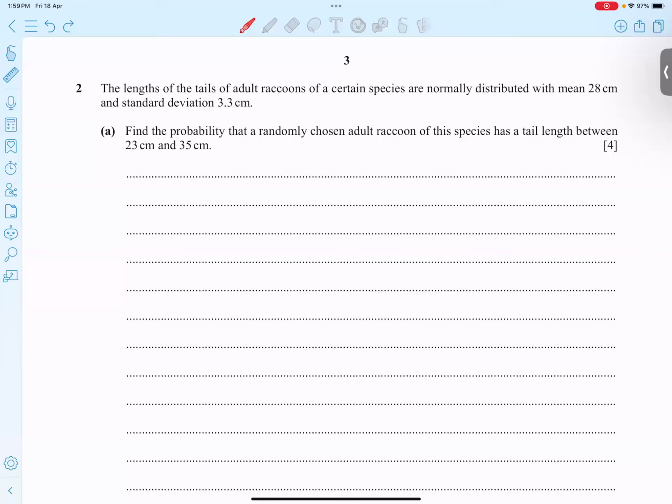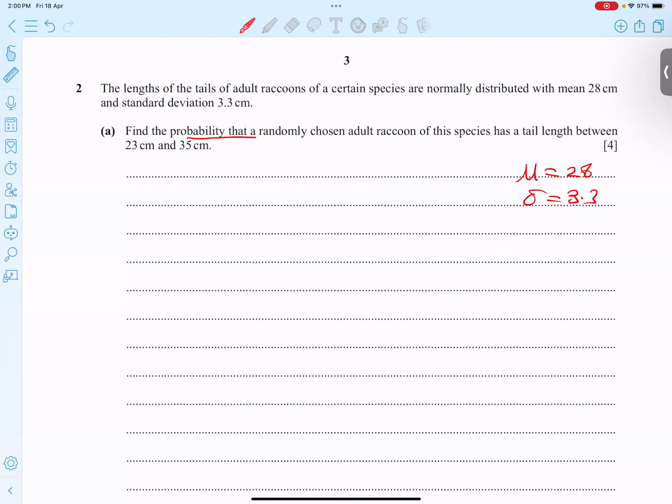Question number 2, we have the length of the tails of adult raccoons of a certain species are normally distributed, because very clearly mentioned normal distributed. So normal distribution, the mean is given by 28 and deviation 3.3. So mean is 28, deviation is 3.3.